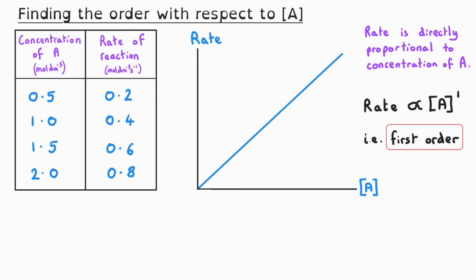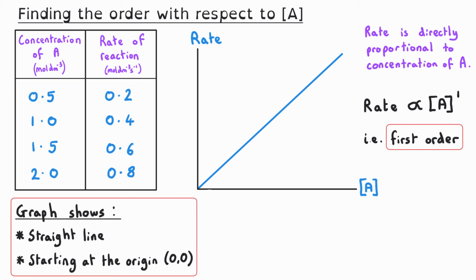And a question might say, how does the graph show that this is a first order reaction? And we would say that this is a straight line graph, and it is starting from the origin, so 0, 0. And we are showing that the rate of reaction is proportional to the concentration of A to the power 1. And what this means is that if we double the concentration of reactant A, the rate of reaction will also be multiplied by 2, but raised to the power 1. And so, in other words, it will be multiplied by 2.